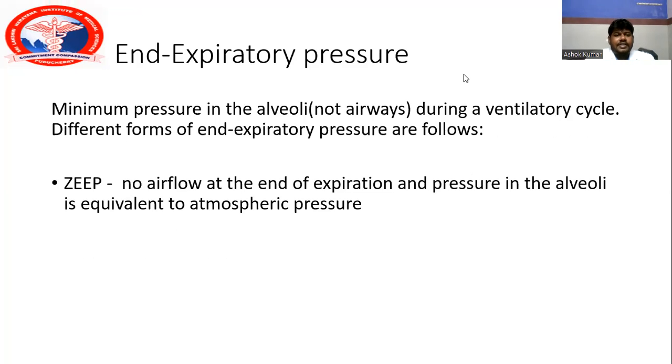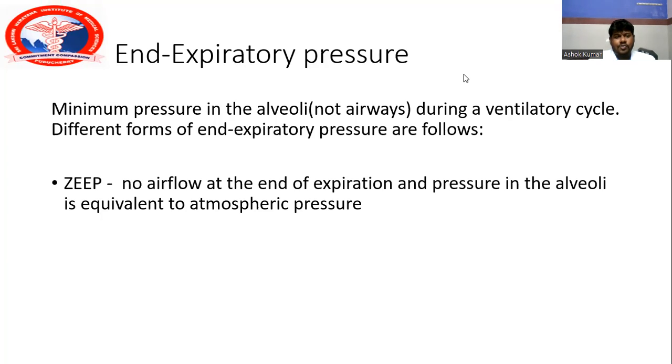End expiratory pressure is the minimum pressure in the alveoli. Note that point: minimum pressure in the alveoli or airways during the ventilatory cycle. Airways mostly in the inspiratory pressure and alveoli in the end expiratory pressure. There are different forms of end expiratory pressure as follows.